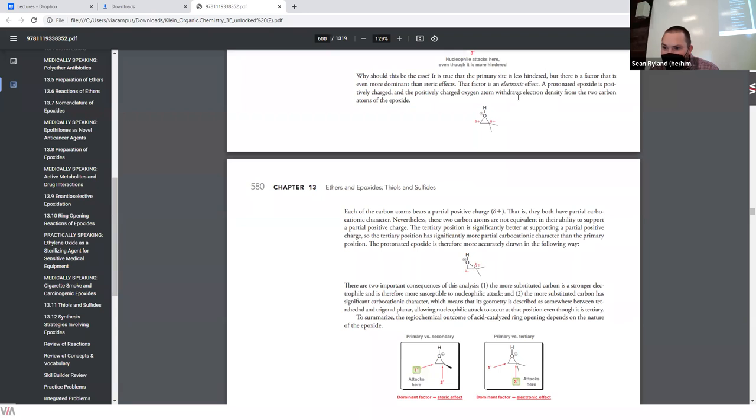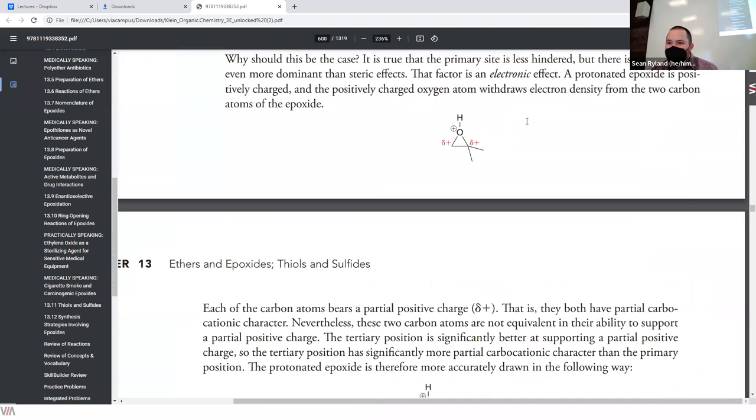Yeah, so there's a description that says that it's the electronic effect. When we protonate that oxygen, we make even stronger partial positives on the two epoxide carbons, which means that the sterics are less important. We've weakened that bond enough, especially given that we get that hyperconjugation stabilizing it. When you have extra alkyl groups around that can donate electron density, that makes it even easier to push that oxygen away.